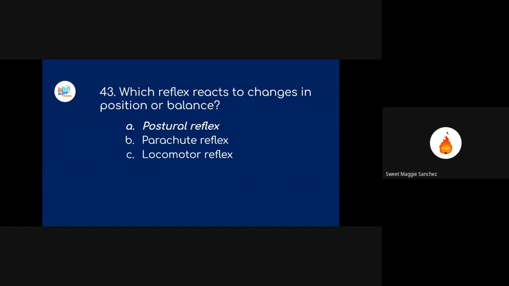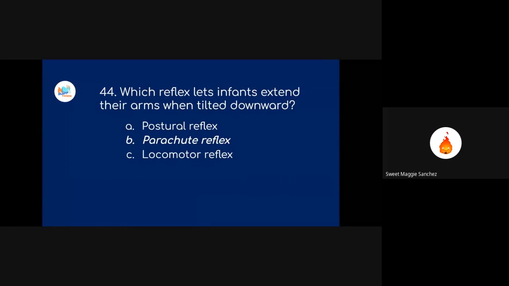Which reflex reacts to changes in position or balance? So from the keyword "postural," it's the postural reflex. It's in charge of balance or position. Number 44. Which reflex lets infants extend their arms when tilted downward?